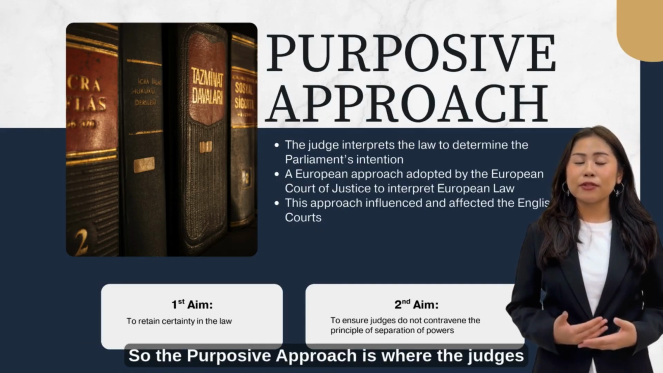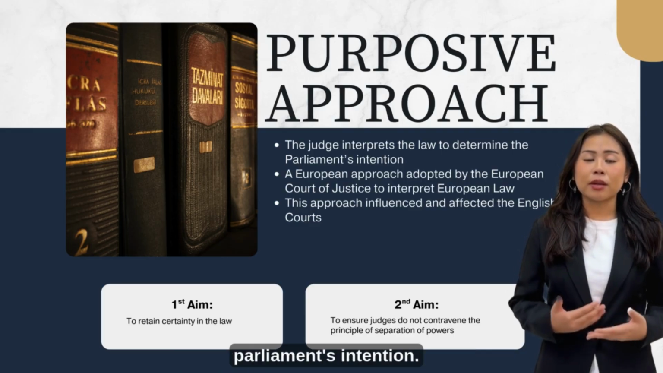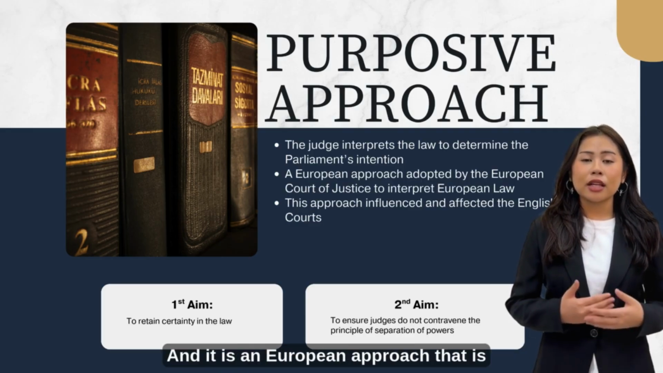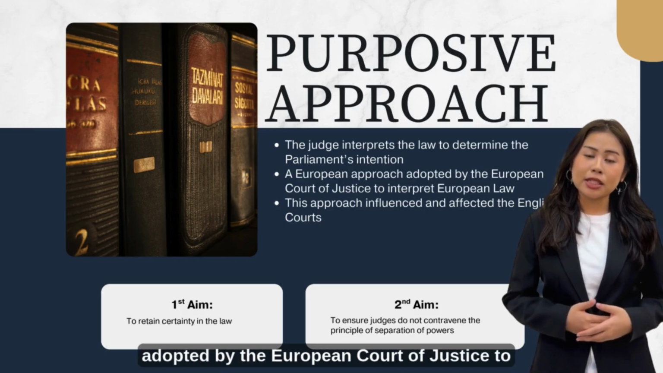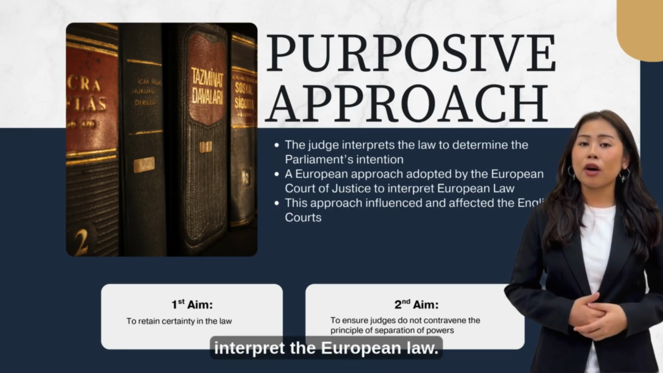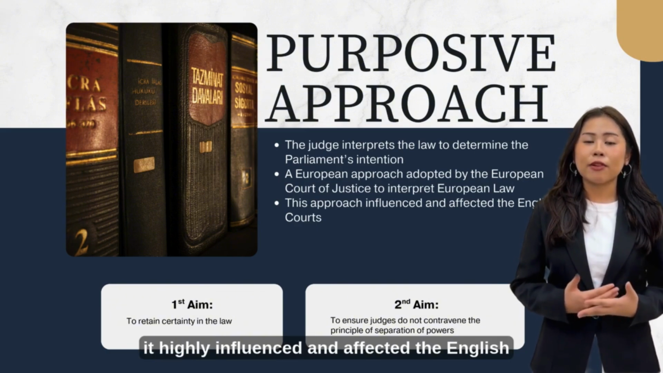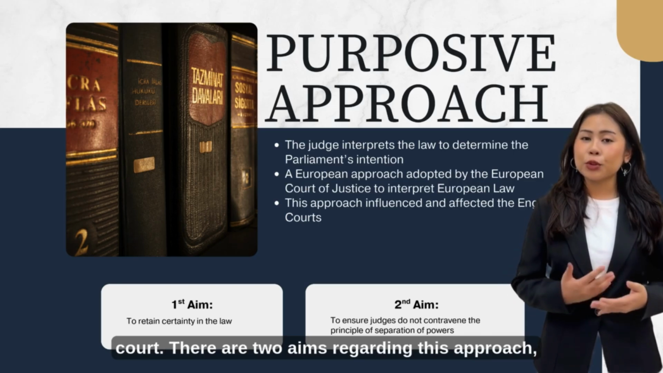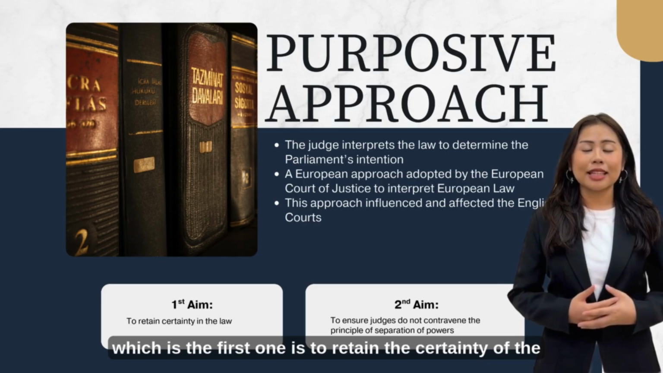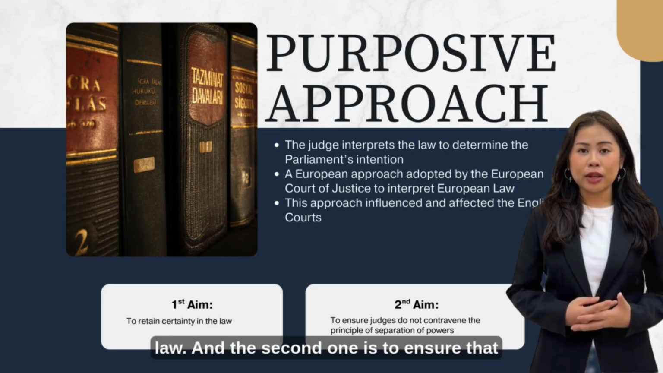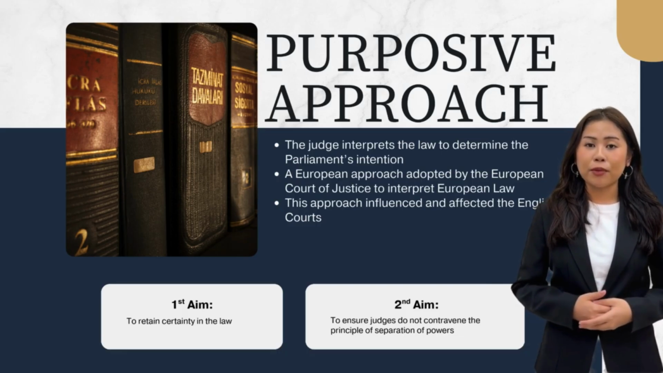The purposive approach is where the judges interpret the law to determine Parliament's intention. It is a European approach that is adopted by the European Court of Justice to interpret European law. When the UK joined the EU, it highly influenced the English courts. There are two aims regarding this approach: the first is to retain the certainty of the law, and the second is to ensure that the judges do not contravene the separation of powers.